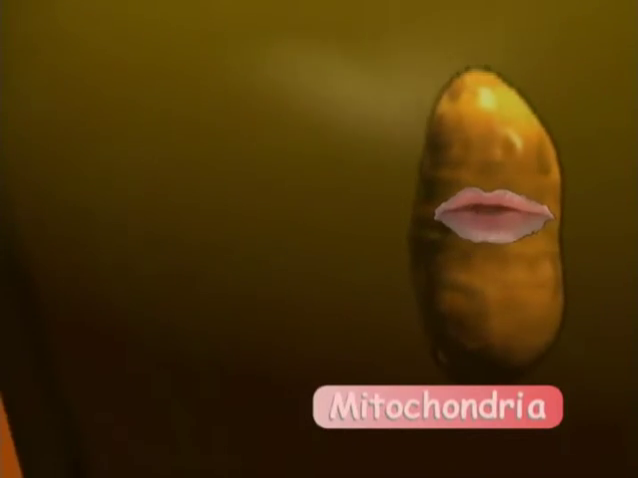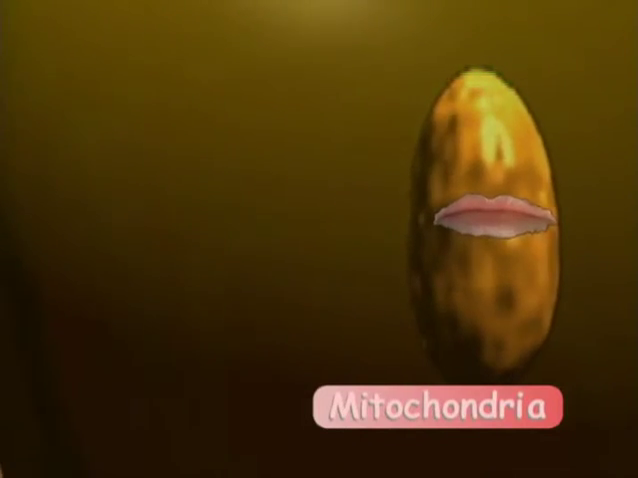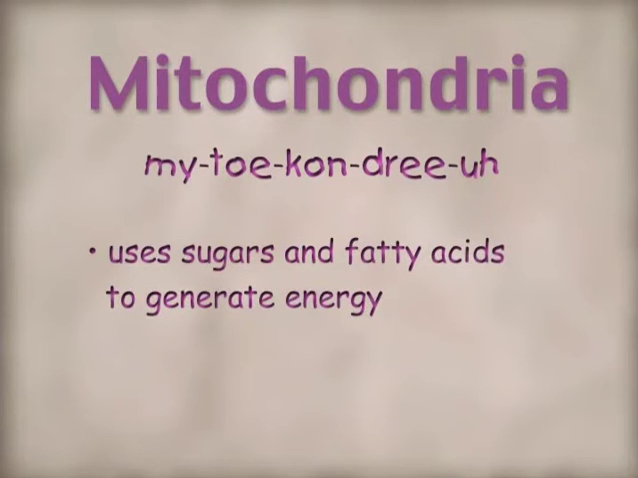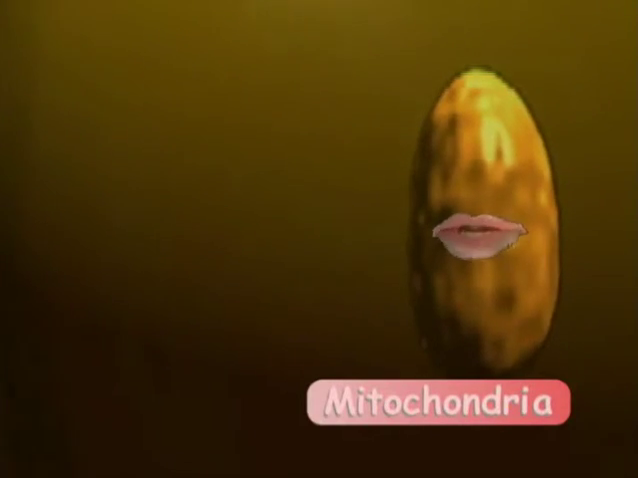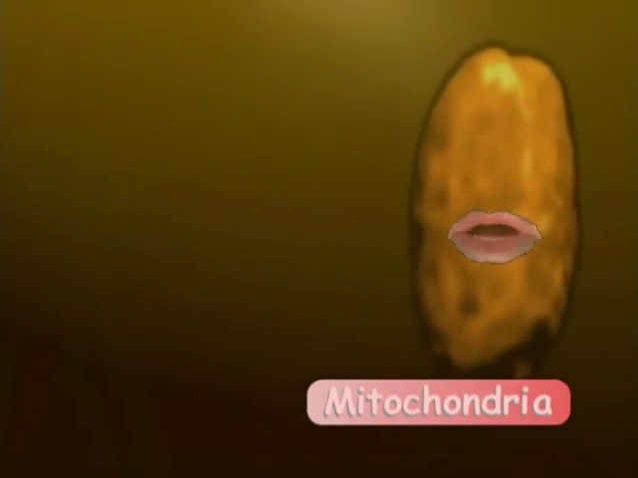You said that you use sugars, right? Oh, I do, but I use fatty acids also. Fatty acids? For what? I use sugars and fatty acids to generate energy for the cell. Now, because I generate energy, they call me the powerhouse of the cell. Just think of me as the mighty chondria. Get it? Got it.